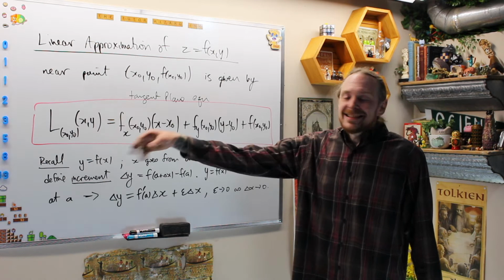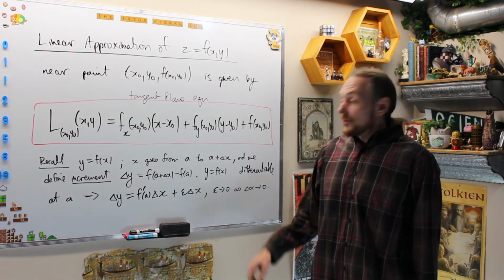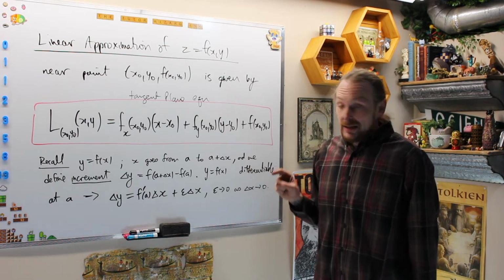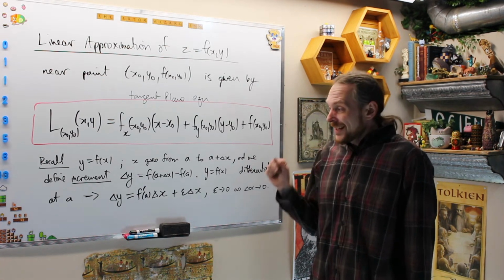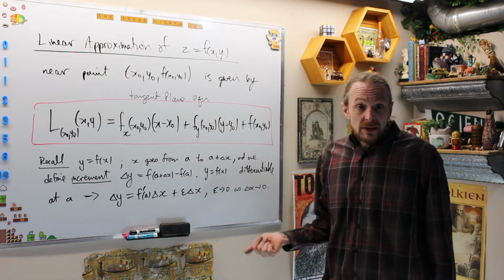Therefore, all this says is the linearization of a function of two variables is the tangent plane to the surface at the point x naught, y naught, f of x naught, y naught. And we want to give an analogy of what it means to be differentiable for a function of two variables.